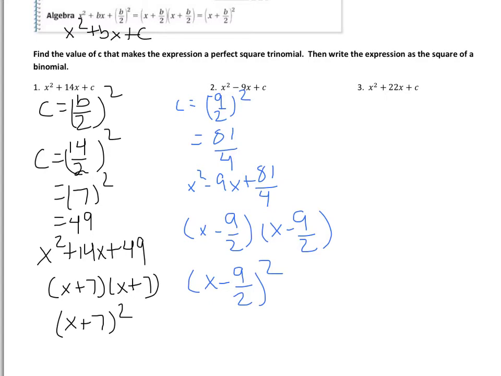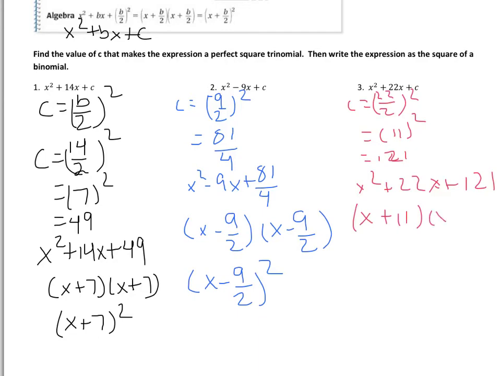So go ahead and press pause and try to do that third problem, okay? So hopefully you pressed pause. You should get c equals 22 divided by 2 squared, which is 11 squared, which is 121. So you get x squared plus 22x plus 121, which is the quantity x plus 11 times the quantity x plus 11. So it's the quantity x plus 11 squared.